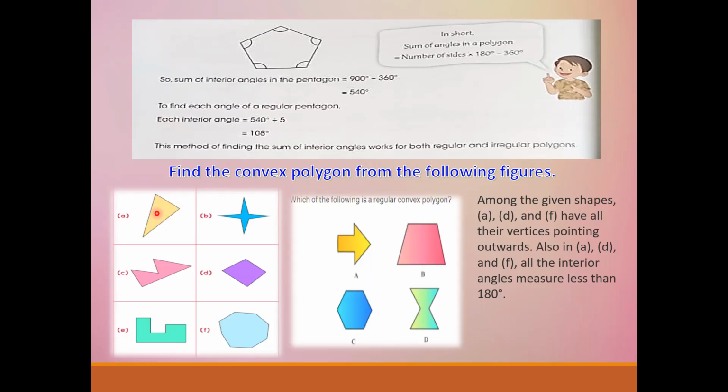Okay, next one. Which of the following is a regular convex polygon? A, B, C, D. Ready? So the regular convex polygon is letter C.